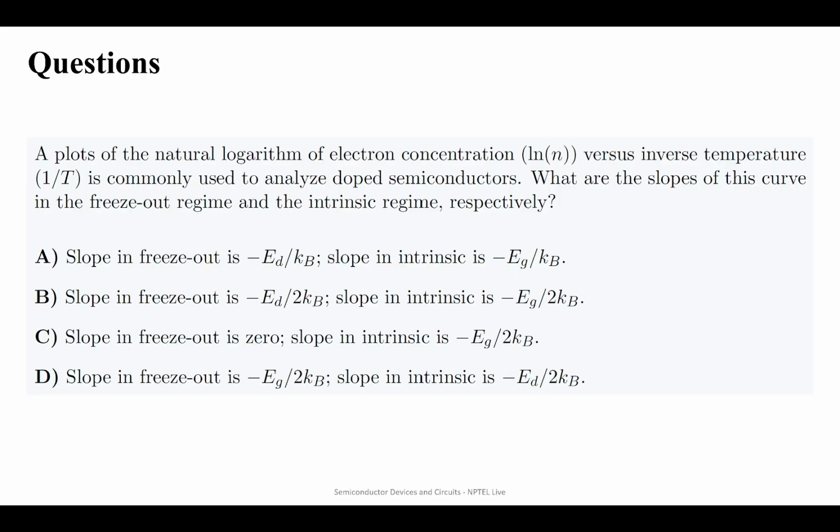Option C: slope in freeze-out is 0, slope in intrinsic is minus Eg by 2 kB. Option D: slope in freeze-out is minus Eg by 2 kB, slope in intrinsic is minus Ed by 2 kB.